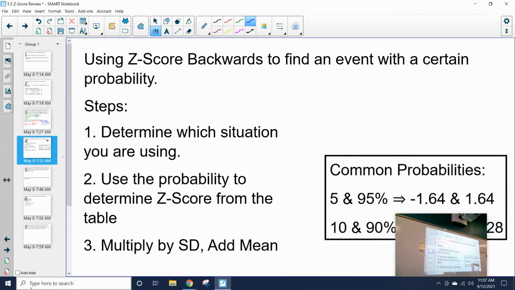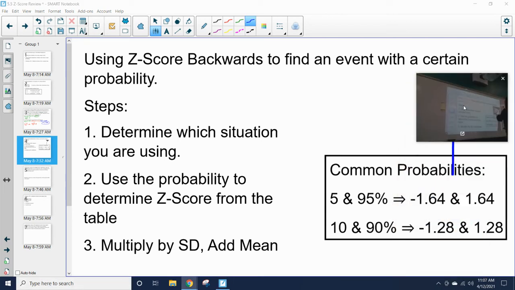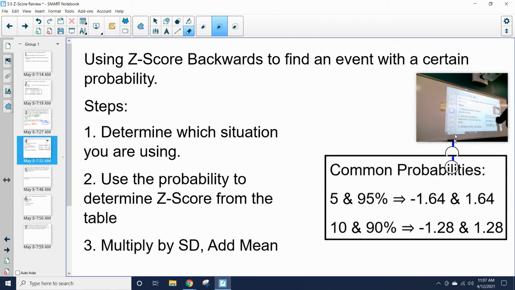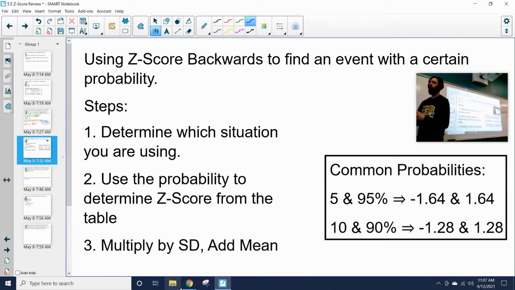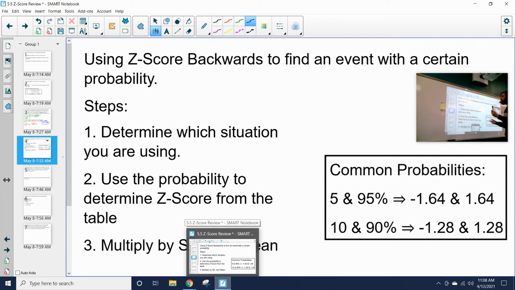All right, so using z-score backwards was another thing that we talked about. This is what you did last Wednesday when I was not available. So using z-score backwards to find the event of a certain probability, the steps we do are to first determine which situation we're using. There's a few situations: the probability that z is going to be less than a number, greater than a number, or in between two numbers. Those are the same situations that we were looking at on the last one. Those 3 different situations are what we have to look at today.